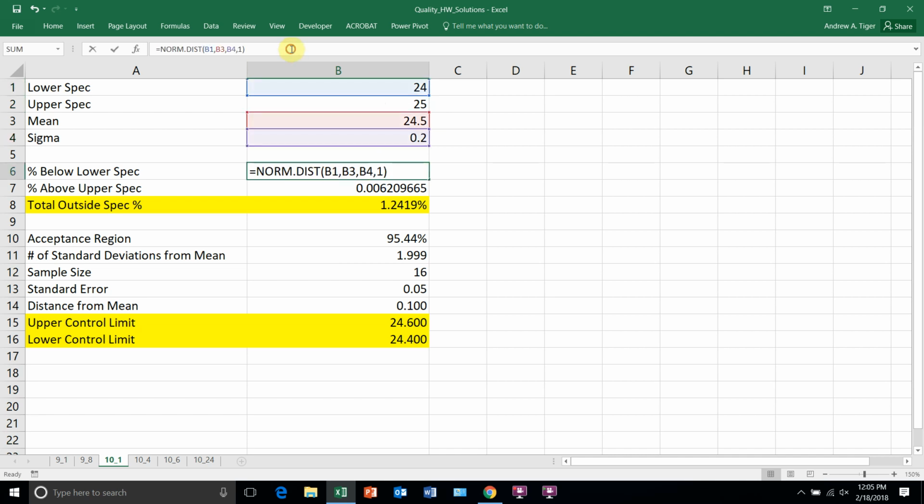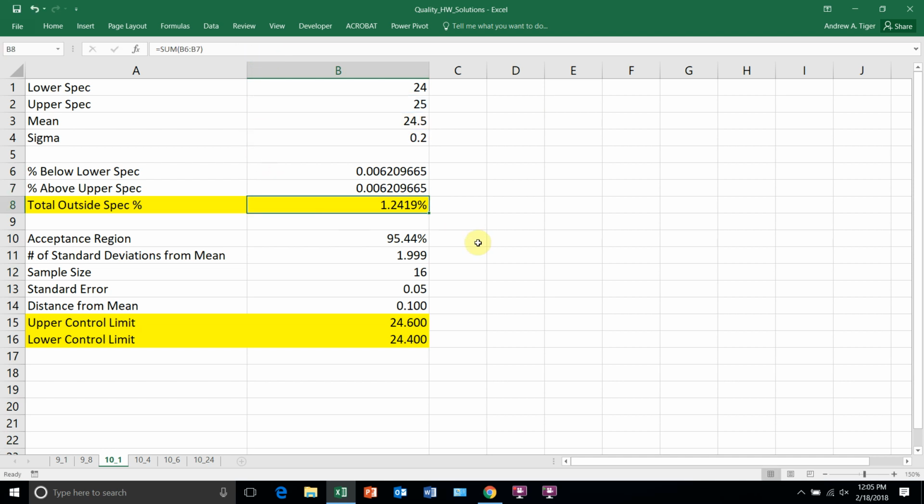To do that, we use the norm dist to find the area below the lower spec, and then to find the area above the upper spec, you use 1 minus norm dist. The norm dist always gives you the cumulative area, which is the area to the left of some value. So if you need the area to the right, you've got to subtract that from 1. You add those up, and I show it in a percentage form.